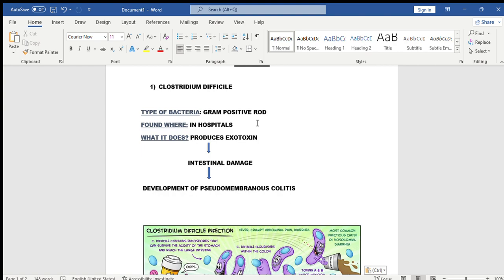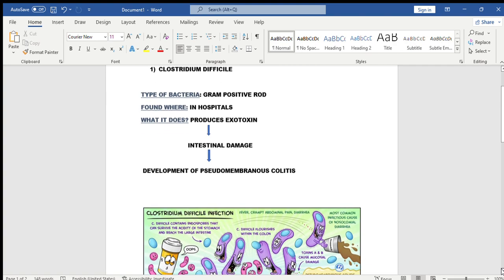Now what does this bacteria do? As you can see, this bacteria produces an exotoxin. Let's just say that this is a toxin that is bad. Now this toxin is special. Why is it special? It is special because it is able to survive in the acidic environment.